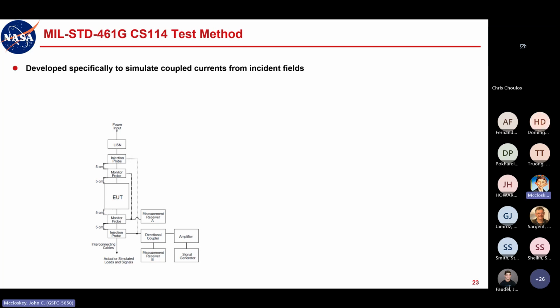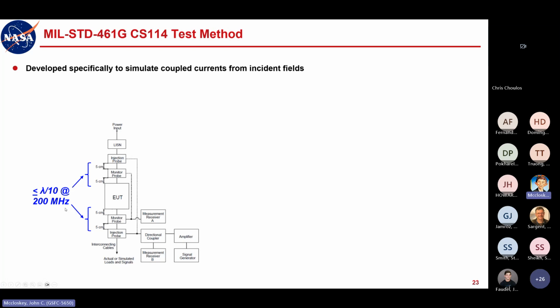So this CS114 was developed specifically to simulate coupled currents from incident fields, as we've just talked about. It specifies that you put your probes within a total of 10 centimeters from the equipment under test to make sure that it's less than a tenth of a wavelength at the highest frequency of interest, which is 200 megahertz.